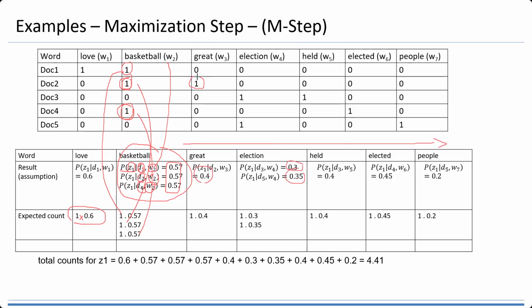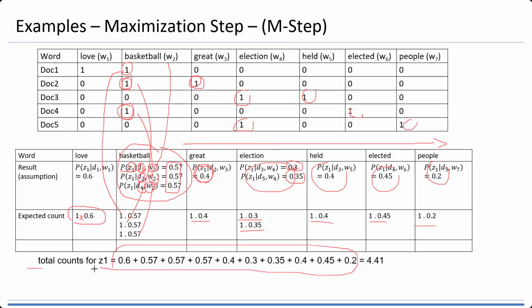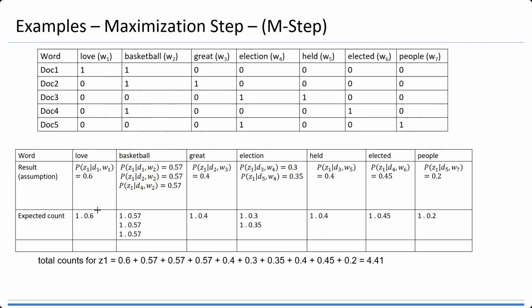If there is one value, of course we calculate only one. If there are two values, we calculate two. After we have those, we just multiply the numbers. Because the count is one, it is 1 multiplied by 0.4, 1 multiplied by 0.3, 1 multiplied by 0.35, and so on. The total count for Z1, for topic 1, is the summation: 0.6 plus 0.57 plus 0.57 plus 0.57 plus 0.4 plus 0.3 plus 0.35 plus 0.4, 0.45, 0.2. So the result is 4.41.